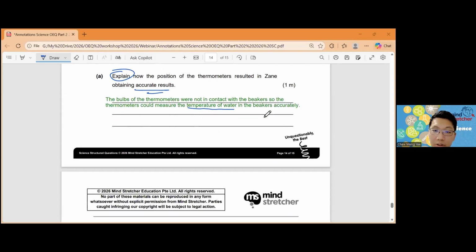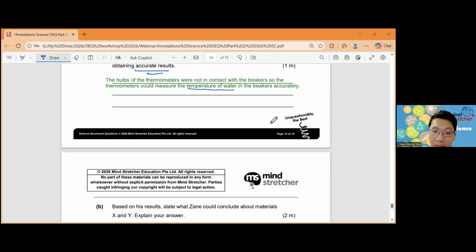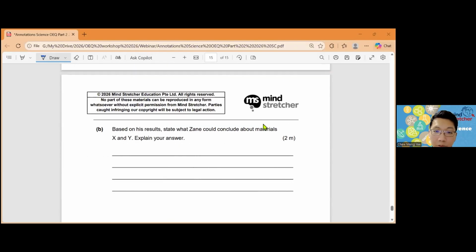All right, now I'm gonna move on to the next one. Last part already. So based on your results, state what Zen could conclude about materials X and Y. Explain. Okay? So command word here, state, explain. Now, so you see state and explain, that means that I can use AIR. For those who attended last week, answer, information, reasoning. Answer. So what is my conclusion? That's the answer. Okay, we answer straight away.